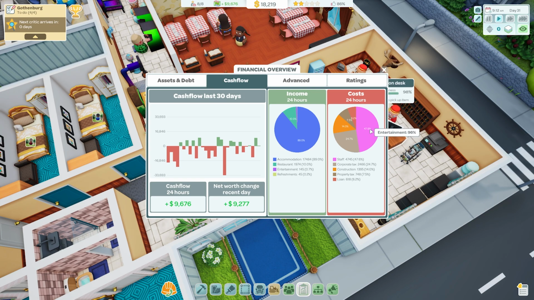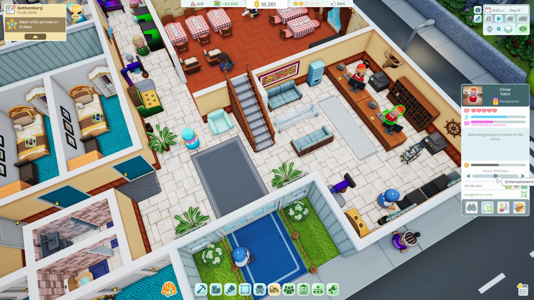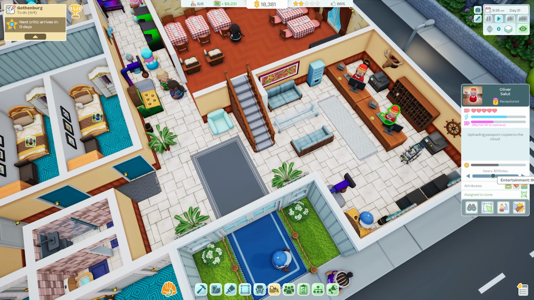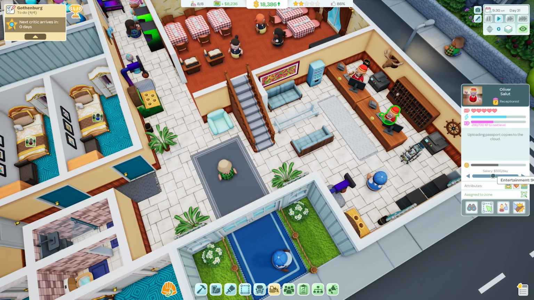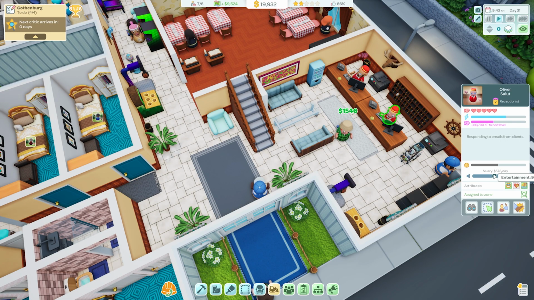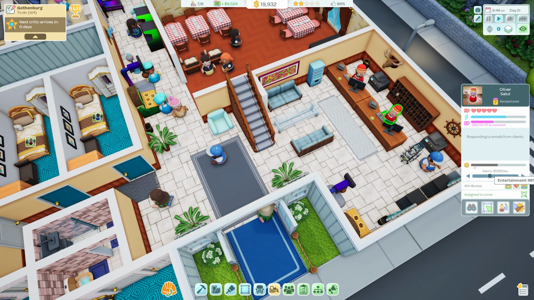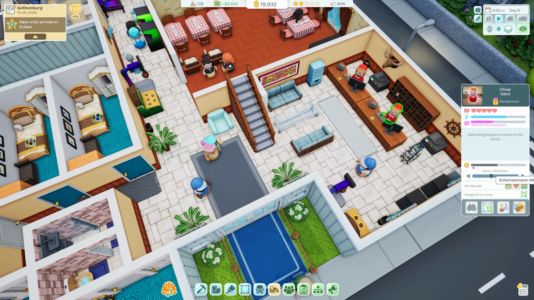So almost 50% of our costs have been staff related. Now, we could try to lower their salary. I think there's an option to do so. Yeah, so for example, you could lower it. I don't think they'd be too happy about that, though. Okay, so it looks like you can lower it to a certain extent, and then it'll tell you when it starts impacting happiness and by how much.